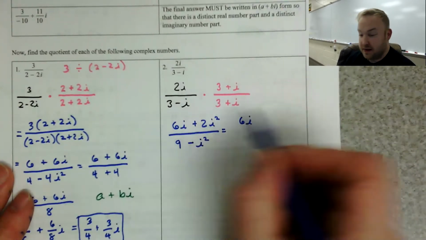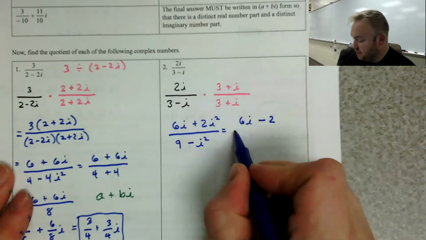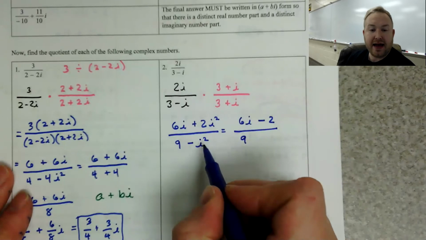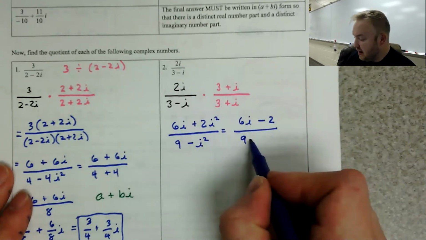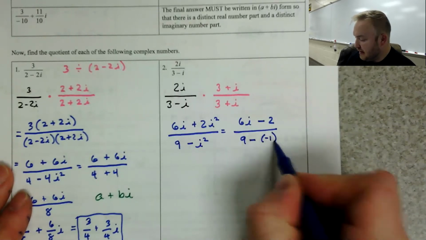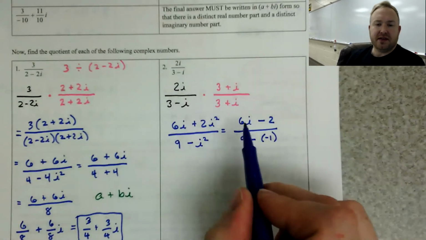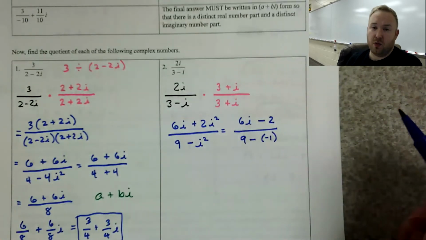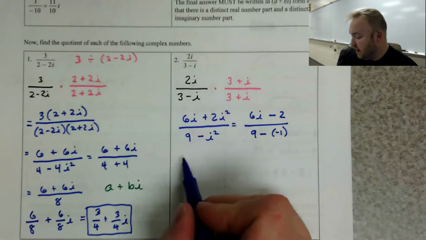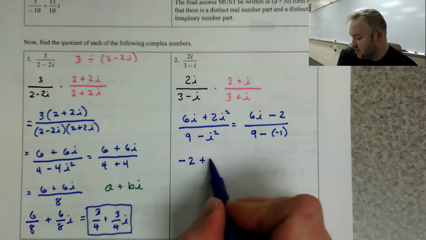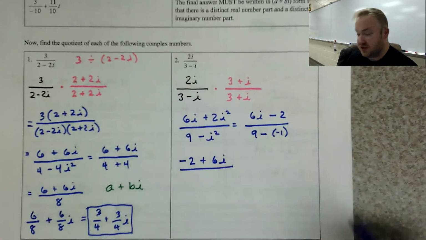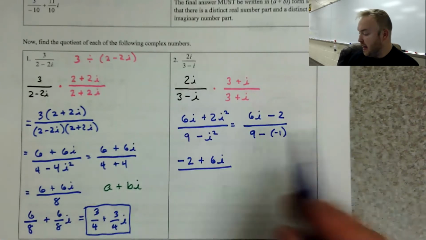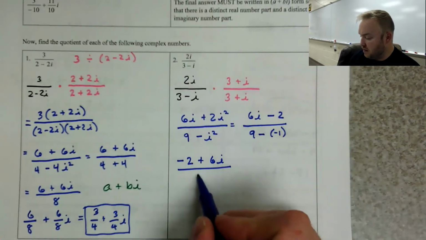That's just going to be 2 times negative 1, which is minus 2. On the bottom, I'm subtracting i squared. So this is 9 minus negative 1. You see in the top here how I've got the imaginary part first and the real part second? That's not the way that we like to do things. We like to have the real number first and the imaginary number second. So I'm going to change that to negative 2 plus 6i. And then in my denominator, of course, I've got 9 plus 1, which is 10.